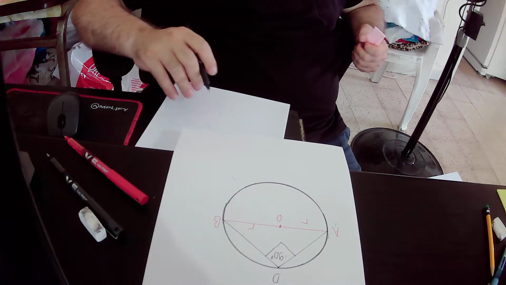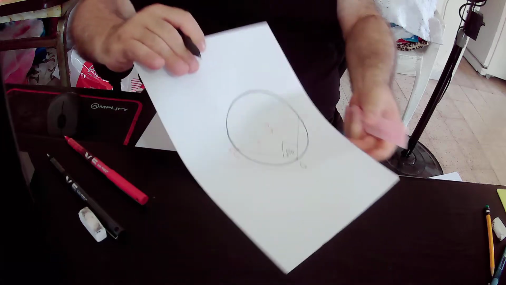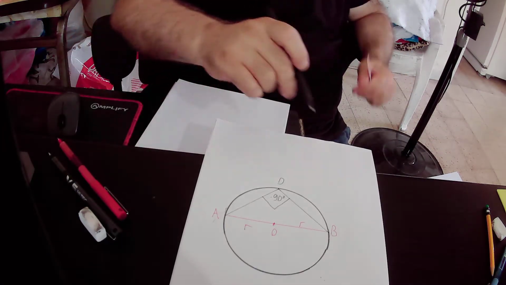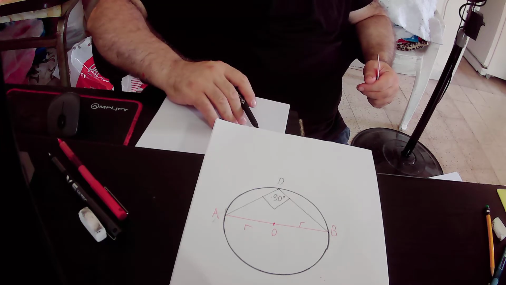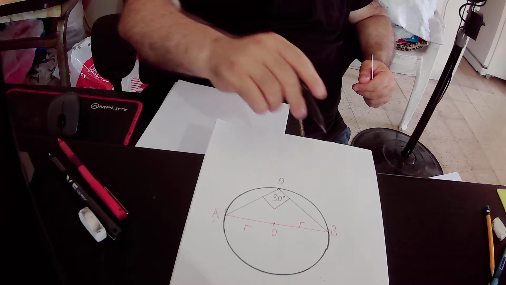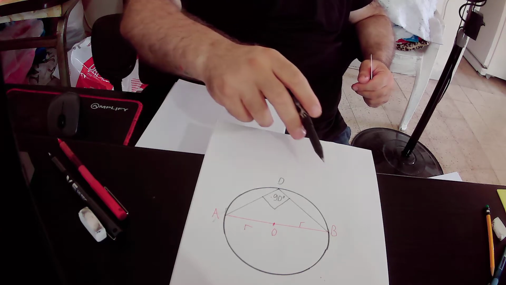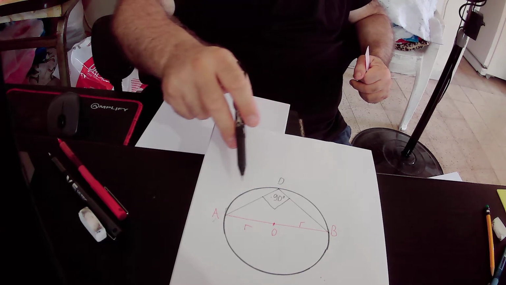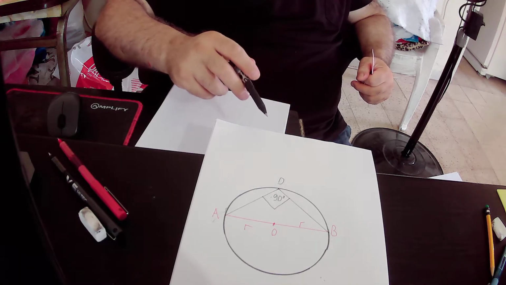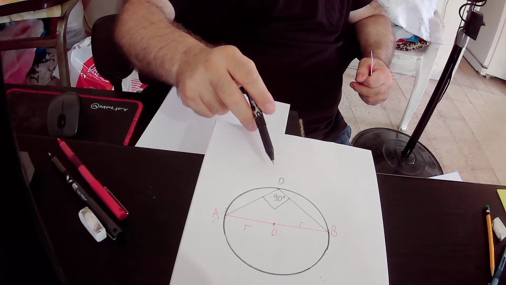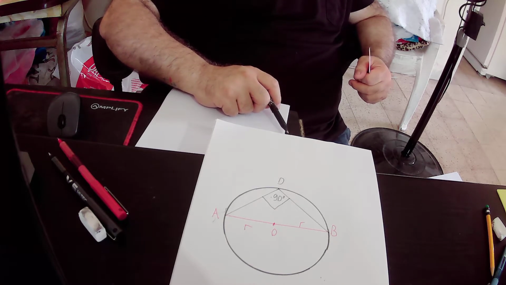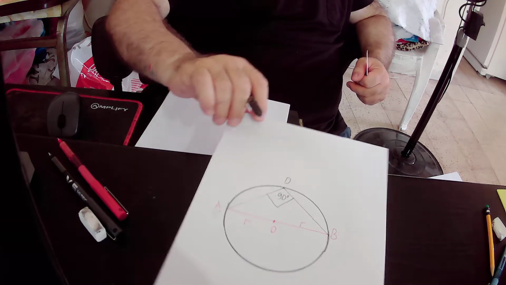Okay, again, angle ADB rests on the diameter of the circle, that is to say it rests on chord AB, that is the diameter of this circle. For that reason, according to rule number 1, it equals 90 degrees. Okay, so I write it down.